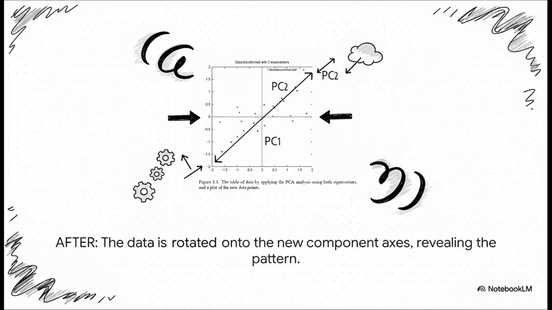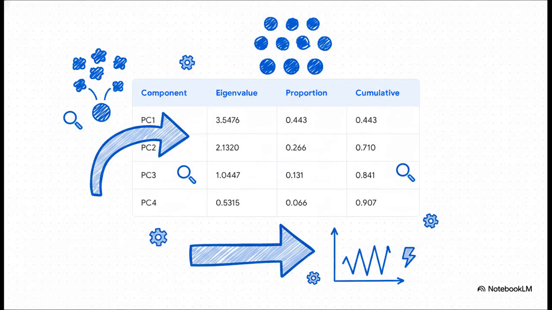Now, the main spread, the biggest variation in the data, lies perfectly along the horizontal axis. That's our PC1. And the vertical axis, PC2, is just capturing the little bit of variation away from that main trend. The pattern that was hiding in there is now perfectly, beautifully clear. It's awesome.